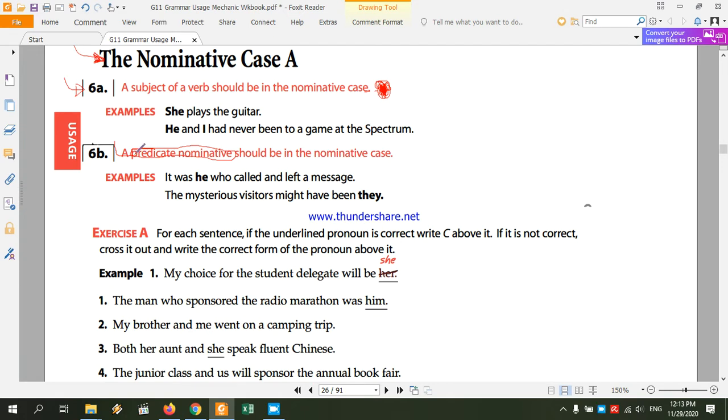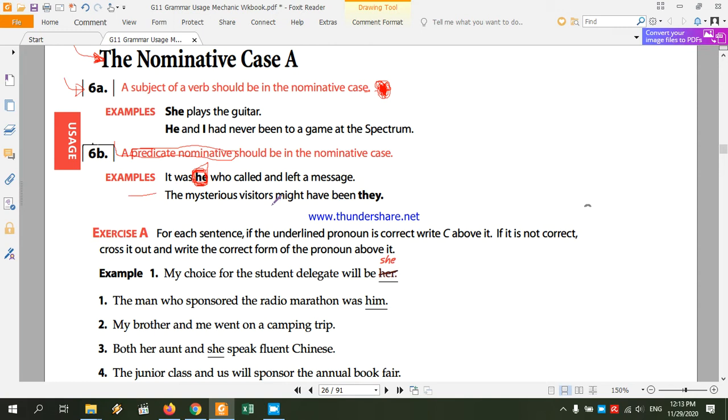The second point is that a predicate nominative, or the subject complement, should also be in the nominative case. For example, it was he who called and left a message. Here we should use he. We shouldn't use it was him. Why? Because that person, maybe his name is Mike or Thomas or Ahmed, is the one who called and left the message. He's the subject of this sentence.